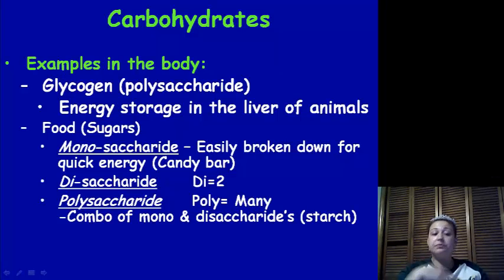Examples in the human body: we've got glycogen, which is a polysaccharide, and it stores energy in the liver of animals. And then we've got sugars in food. The monosaccharides are easily broken down for quick energy, such as your candy bars. Then we've got disaccharides, which are 2 sugars pushed together. And then polysaccharides, again, the many saccharides.